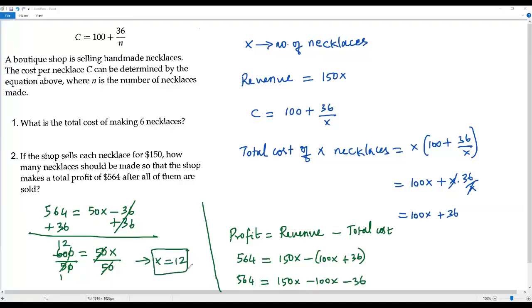So when the shop makes 12 necklaces and sells them all, where the selling price of each necklace is $150, the shop will get a total profit of $564. So the answer for the second question is 12.